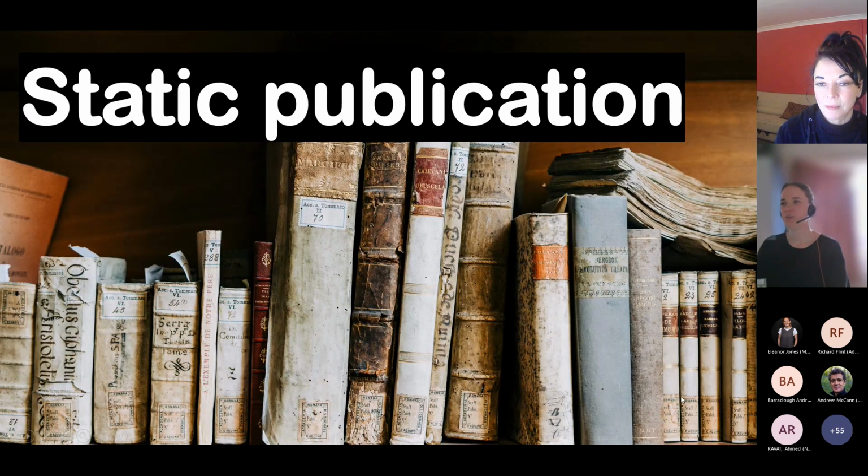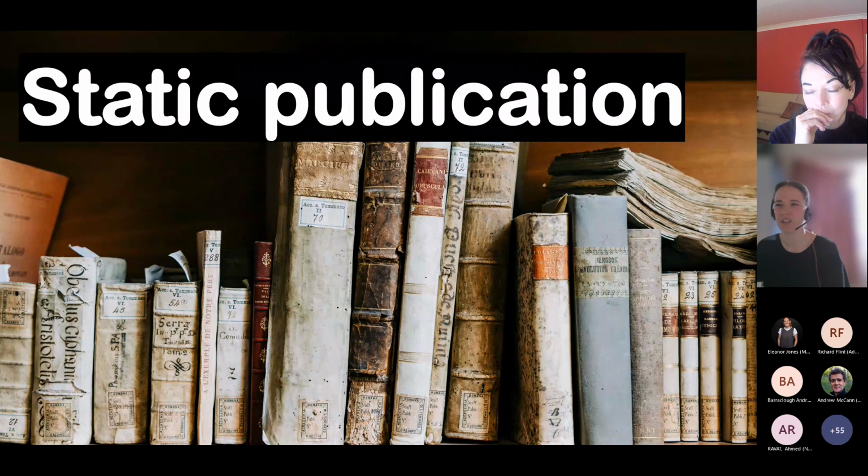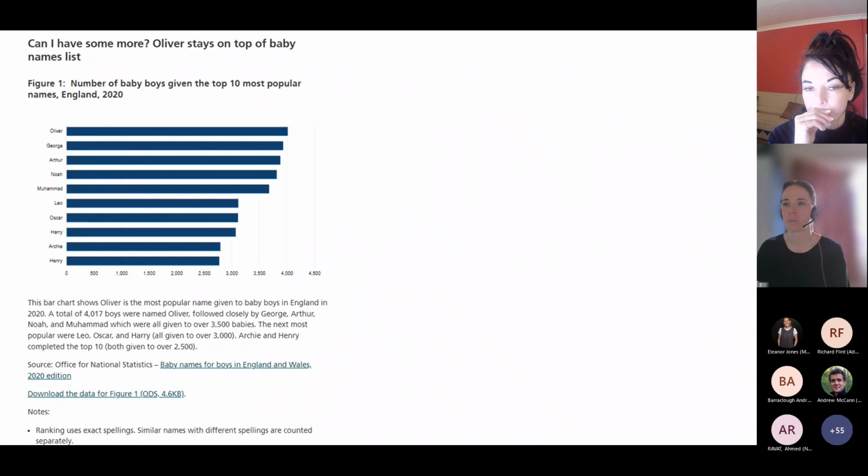Most of the time we're publishing, I would think, static publications. So this is just slides. It gives an example of the best practice way to provide stuff in a static publication. So we say a headline title, which gives a sort of main message, which can be a bit funny depending on your data, obviously. This one is here, talking about Oliver staying on top of the baby names list.